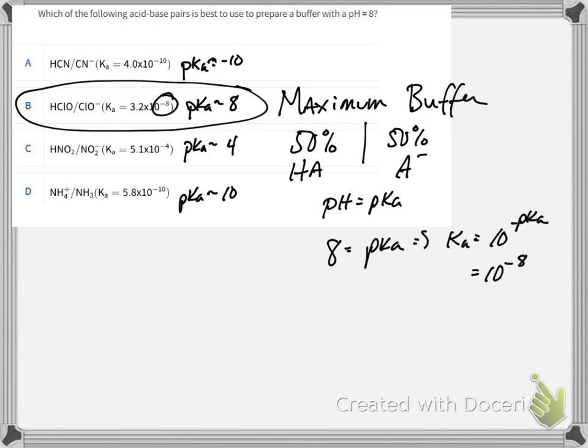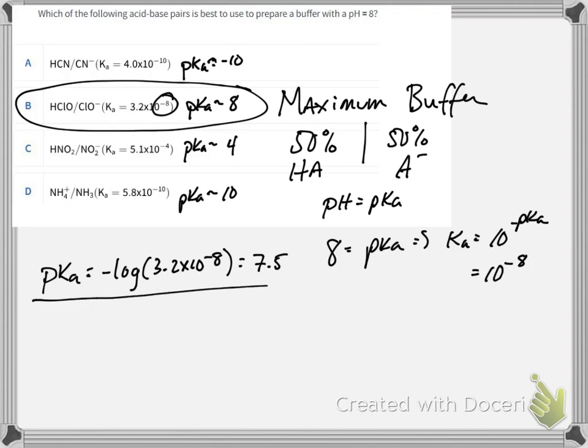So these would not be good choices, but here the pKa is close to 8. Now, what is pKa? pKa is minus log of 3.2 times 10 to the minus 8, and this is 7.5. So it's not exactly 8, and you say, okay, it's probably the best buffer, but what would be the exact recipe to create a pH equals 8? This is where the Henderson-Hasselbalch equation is very useful. So let's take a look at its two forms.